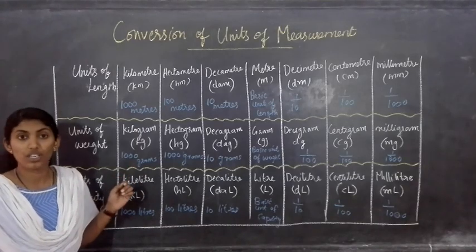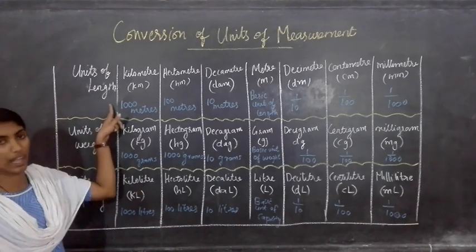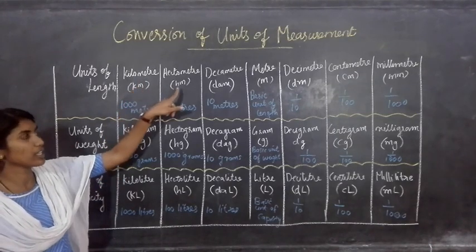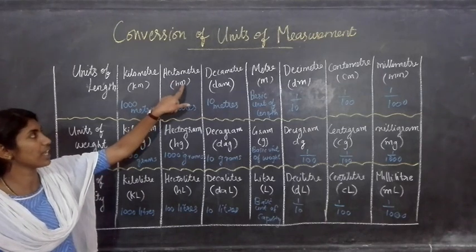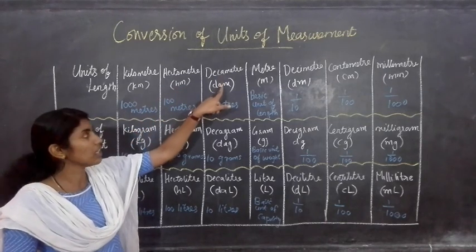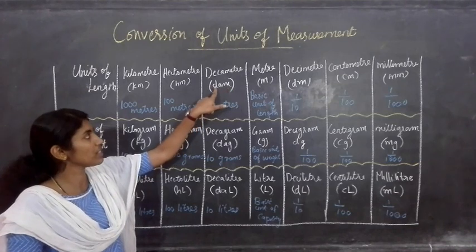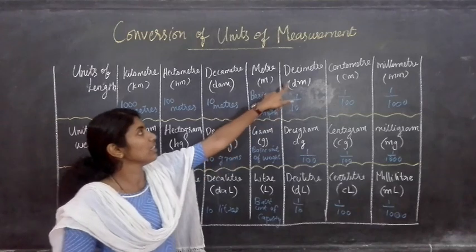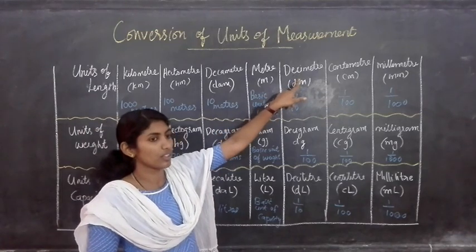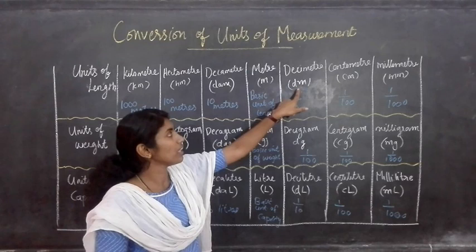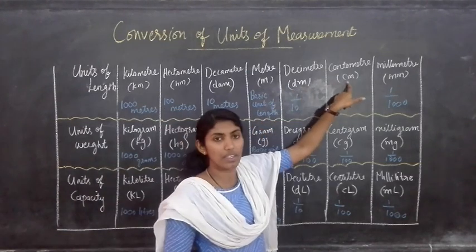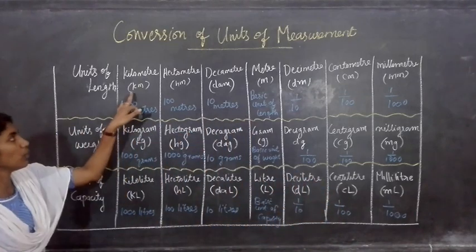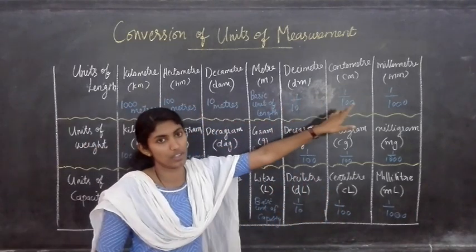Children, first topic, conversion of units of measurement. Units of length: kilometer, represented as km, then hectometer, hm, then decameter, in short dam, then meter, the basic unit of length, then decimeter, dm, then centimeter, cm, and millimeter, mm. This is written from bigger unit to smaller unit.